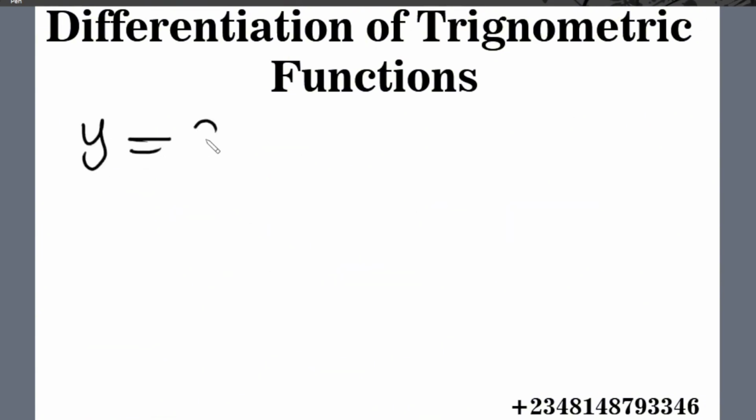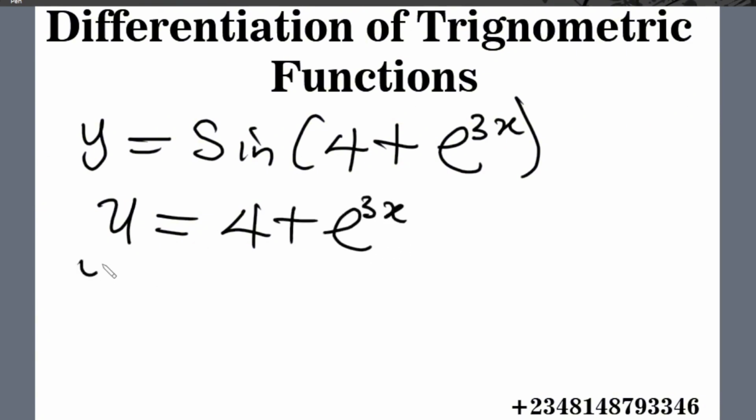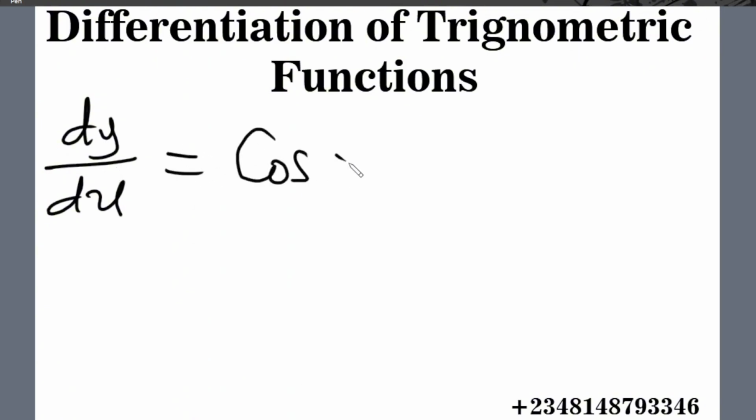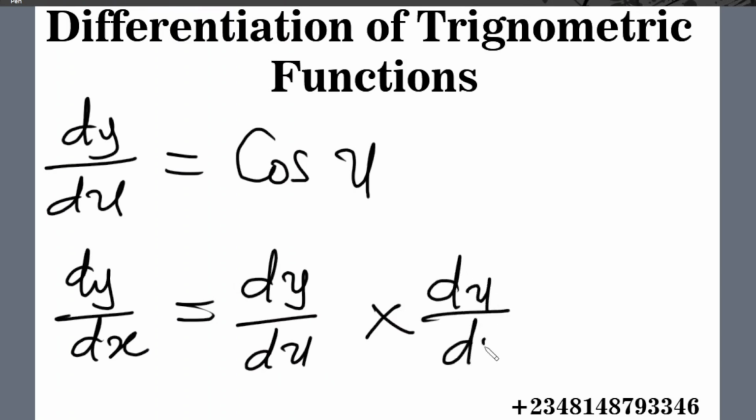Since y equals sine of 4 plus exponential 3x and u equals 4 plus exponential 3x, therefore y equals sine u. Now, if you differentiate y with respect to u, remember y equals sine u, and if you differentiate sine u, it gives you cos u. Now let's apply the chain rule formula. The chain rule formula is dy over dx equals dy over du multiplied by du over dx.